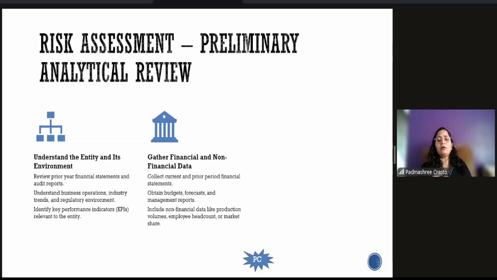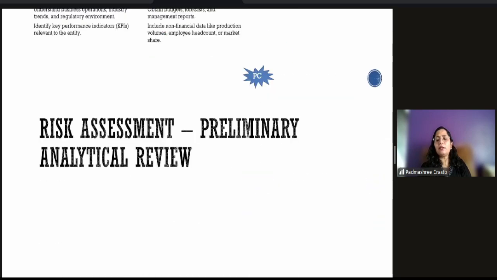That will include collecting current and prior period financial statements, budget, forecast, management reports, also including non-financial data like production volumes, employee headcount, and market share. So we all do analytics, but the problem is that we do not get more assurance from it. So it is more about how to gather more sensible, responsible and reliable data, and get assurance from the work that we do. Then ultimately, the third thing that you will do is perform ratio and trend analysis, comparing previous year's figures with the current year figures.